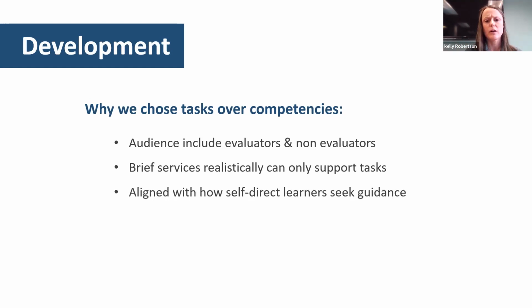Tasks are also more aligned with how adult learners seek out information. For example, there's a competency relating to evaluation reporting that's worded, communicates evaluation processes, results in timely, appropriate, and effective ways. That sort of wording doesn't lend itself to easily finding resources on reporting. Focusing resources on reporting aligns much better with how people are going to be searching for different tasks when they're in the moment and trying to get those tasks done.